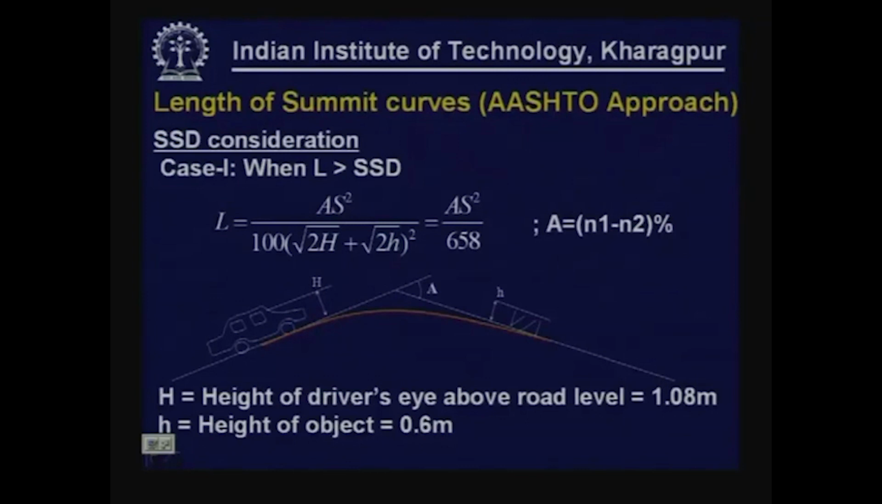Summit curve design again, it is basically the sight distance that is the major consideration, and the sight distance may be stopping sight distance or it may be overtaking sight distance. Also, for each of these two cases, that means stopping sight distance and overtaking sight distance, the length of the curve may be more than the sight distance available, or the length of the curve may be less than the sight distance available.